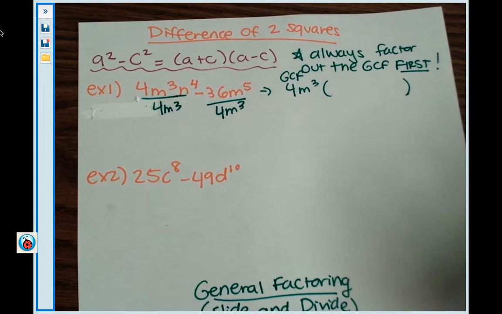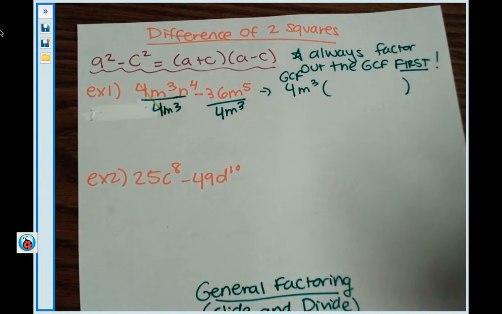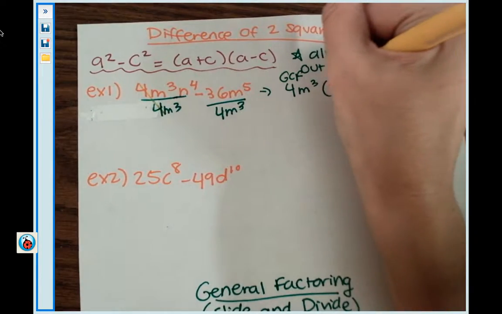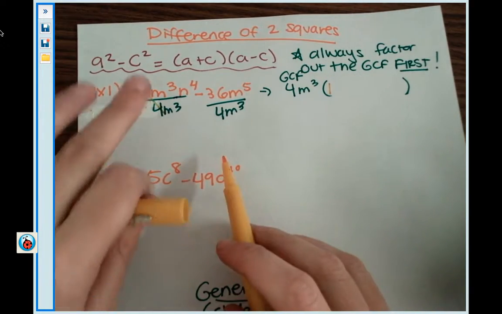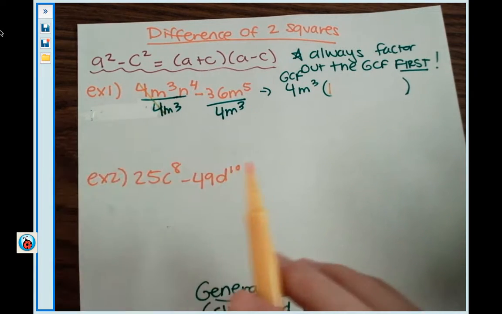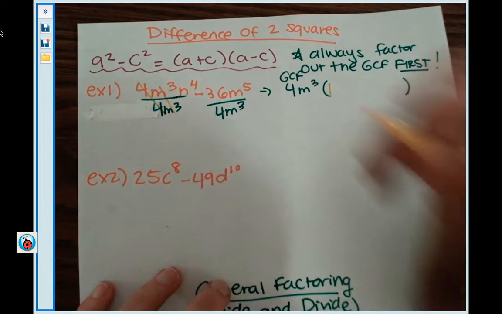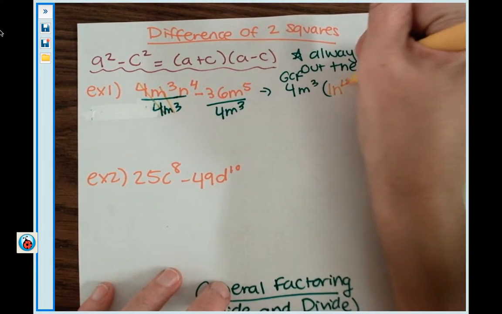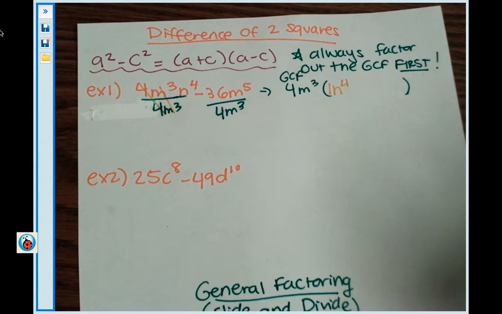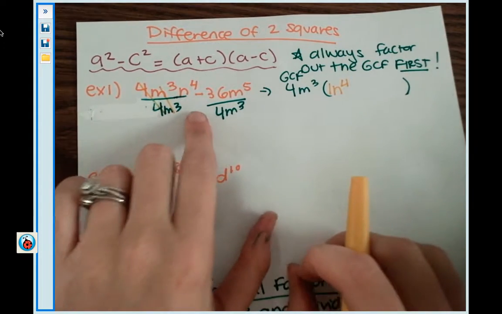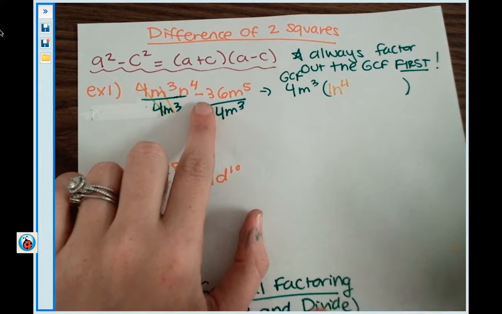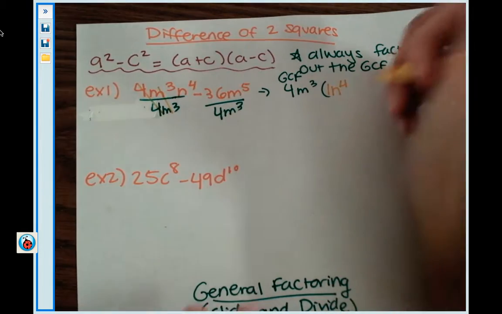So let's take it one piece at a time. I'm going to do the numbers first, then the variables. So 4 divided by 4 will cancel out and turn to 1. So bam, those cancel out, and it'll turn to just a 1. Okay, and now, m to the third divided by m to the third, well, guess what, you guys? Anything divided by itself is 1, so that will also cancel out. So my first term, I'm just left with 1 n to the fourth, which is the same as n to the fourth. Now my second term, I have minus a 36, so a negative 36 divided by 4 will give me a negative 9.